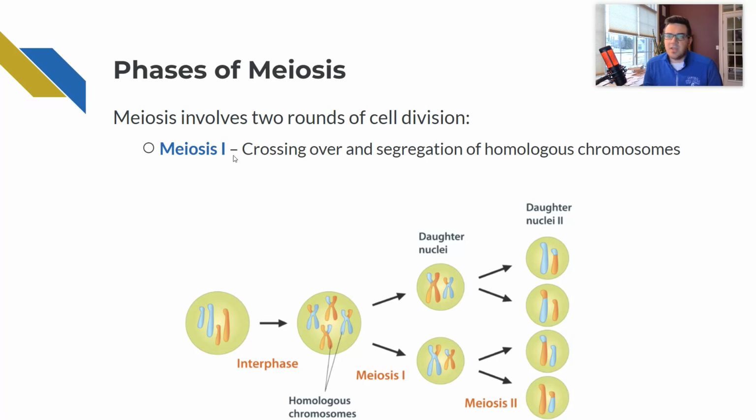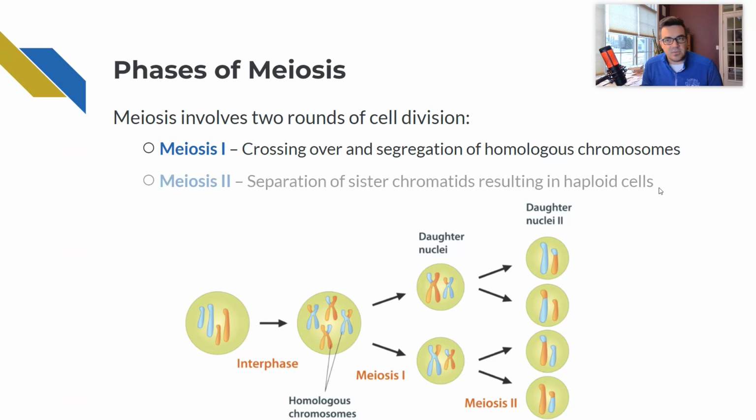And in meiosis 1, there are some really important events called crossing over and the segregation of homologous chromosomes that help lead to that genetic diversity that we talked about. In meiosis 2, this is where we have separation of sister chromatids, and this results in haploid cells. This is very similar to what happens in mitosis, actually. Meiosis 2 is a lot more like mitosis, except that we've already gone through 1 round of cell division and shuffled up the genes a bit.